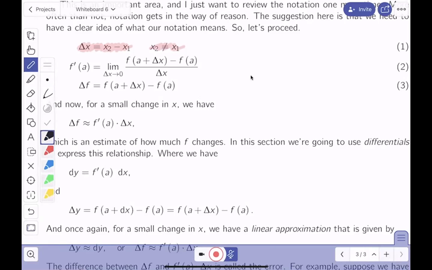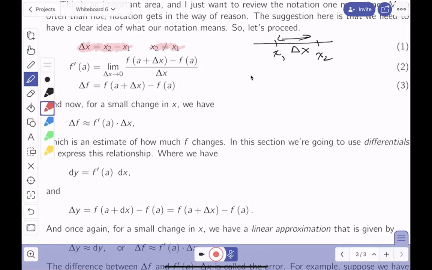What do we typically look at? Not that it has to be this way, but we look at a number line. This might be x1, this might be x2, and this here represents the delta x in a problem, which is upper minus lower, x2 minus x1. All right. The next thing is the definition of the derivative at a, and we've been doing this for some time, and I hope you're at least familiar with that, although you may not be able to recall it.